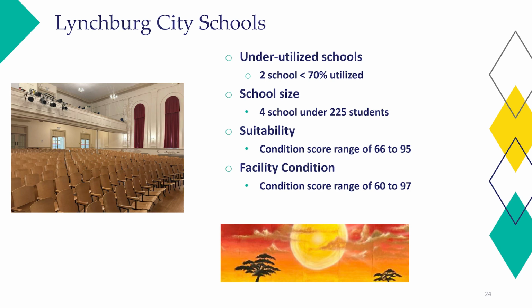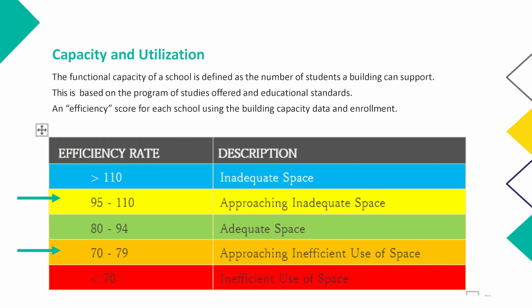Suitability scores range from 66 to 95. I've seen far worse. And then your facility conditions range from 60 to 97, and a lot of those 60s, we'll talk about those 60s too as we move forward. This is the sun picture there, from the Lincoln production at the middle school of The Lion King, which I heard was terrific. Anyway, and that's the Payne Auditorium up there.